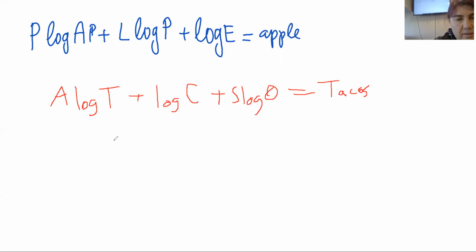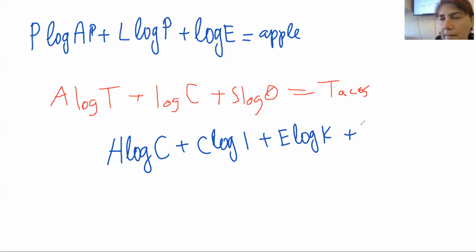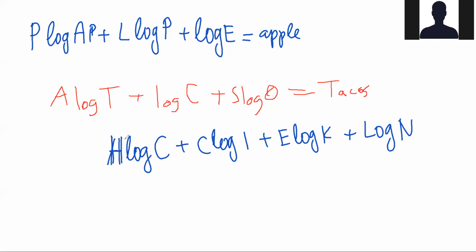Okay, I got H log H? B. H log what? B as in boy or P? Oh, B as in cat. Okay, and then? Plus C as in cat, log I, plus E log K, plus log N. Okay, can somebody guess it? Is it fried or grilled? Is it chicken? Yes. Okay, we got it.